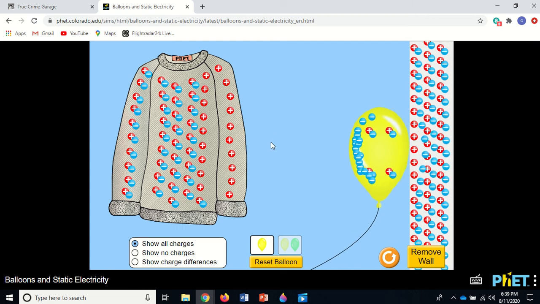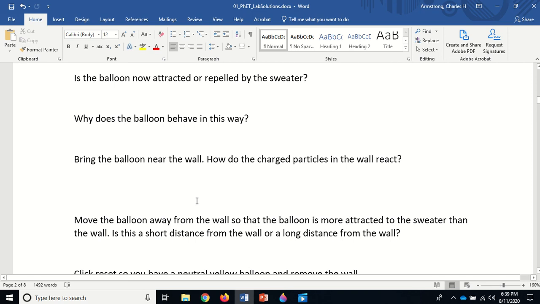It sticks to the wall. This is negatively charged. The negative charge moved away. The wall is not charged. The wall is neutral. Okay, but by moving the balloon over there, we move the negative charges away, and that causes basically the Coulomb forces. The one that's attractive between the positives and the negatives is greater than the repulsive one between the negatives and the negatives. So that's why the balloon's stuck there. Okay, so how did the charged particles in the wall react? Well, the negative charges moved away from the balloon.